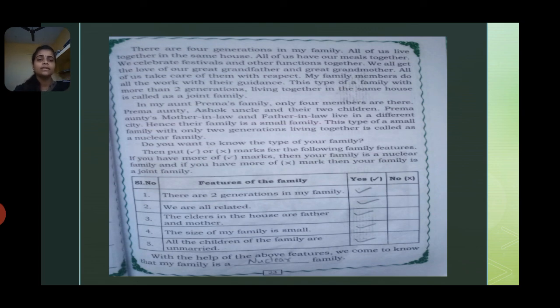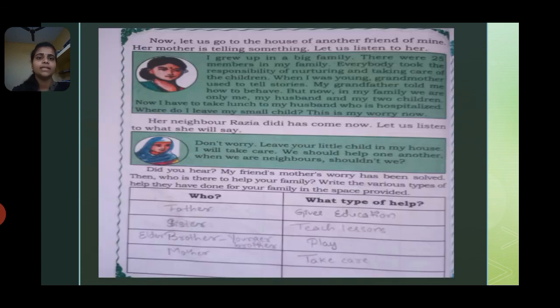And also in the last, the size of my family is small because there are 2 generations, so the size is small. All the children of the family are unmarried, so I put a tick mark. By seeing all the features, what you will come to know is that the family is a nuclear family.